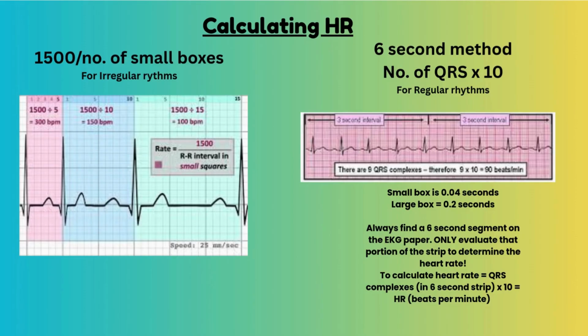Let's go over how I usually calculate heart rate on an EKG strip. So I only mastered two ways: one is for when I have an EKG strip that is regular in rhythm, and the other one is if I have an EKG strip with an irregular rhythm.